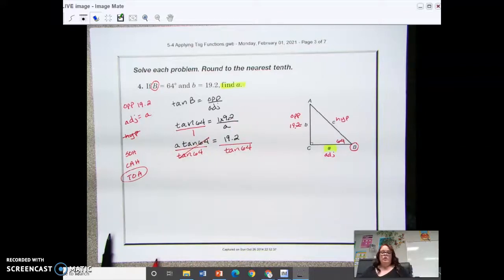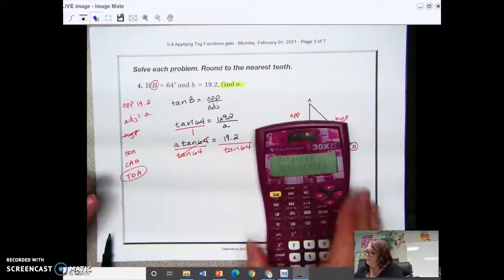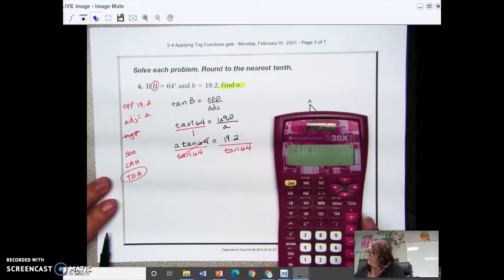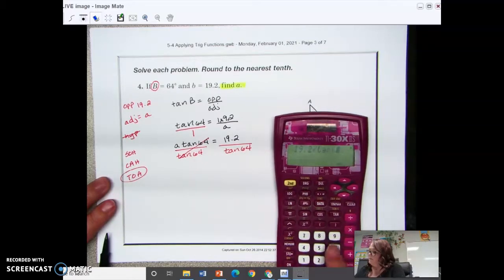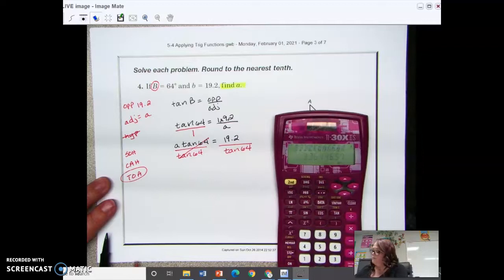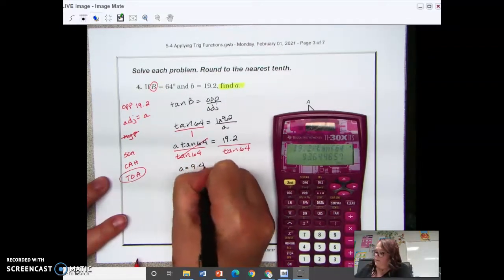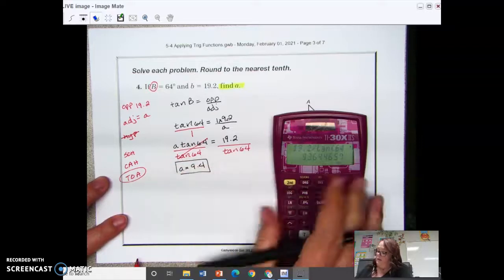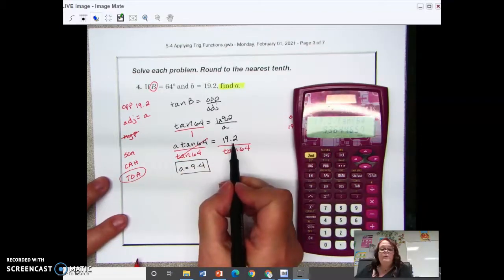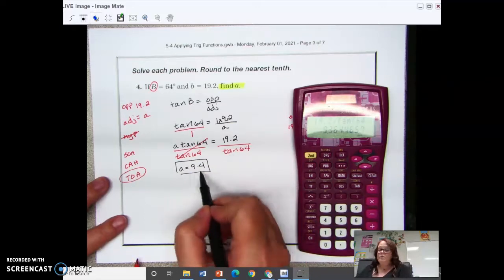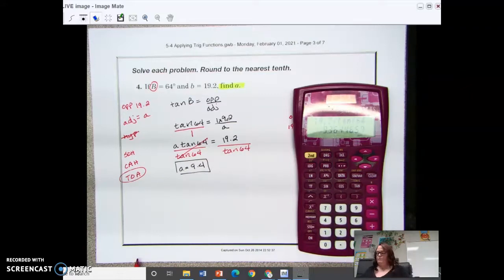Okay, so if you were doing a forward-thinking calculator, you're going to do 19.2 divided by the tangent of 64 equals, and we get 9.4. If you have a backwards thinking calculator, you're going to do 19.2 divided by, and then 64 tangent, and then press equals, and you should get the same value.